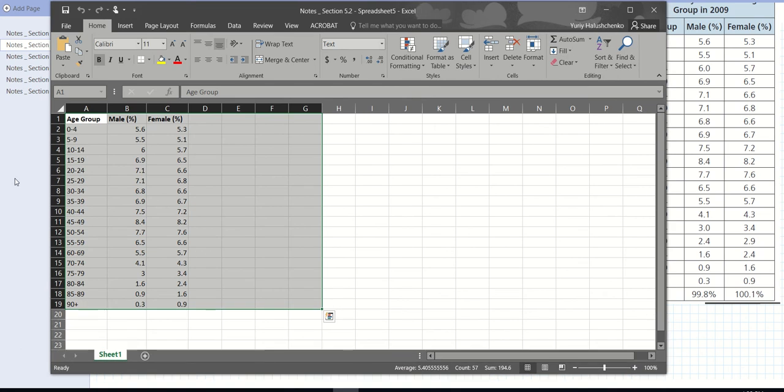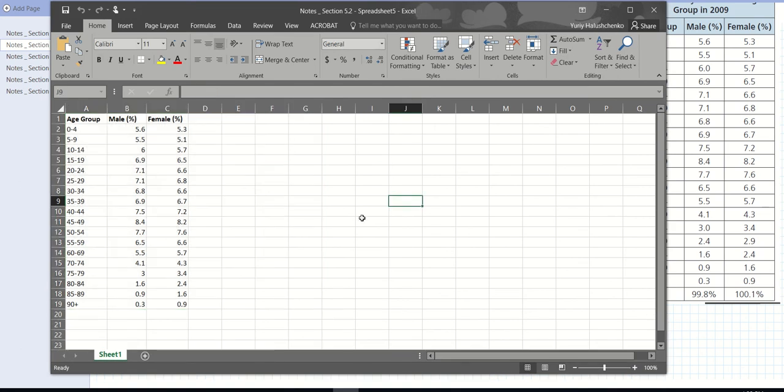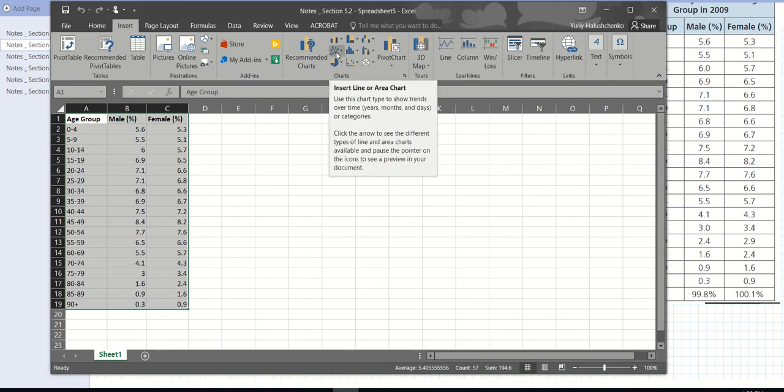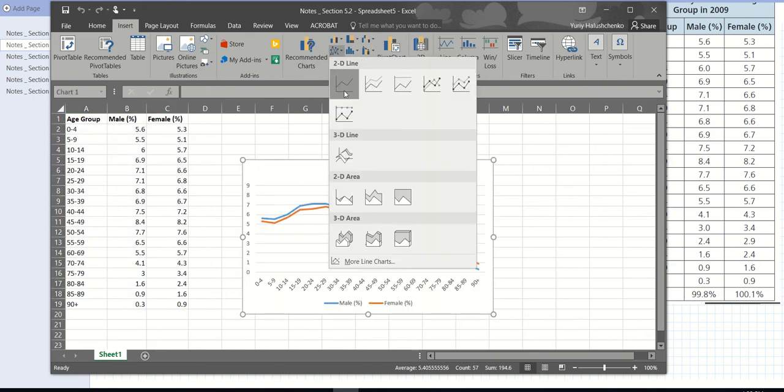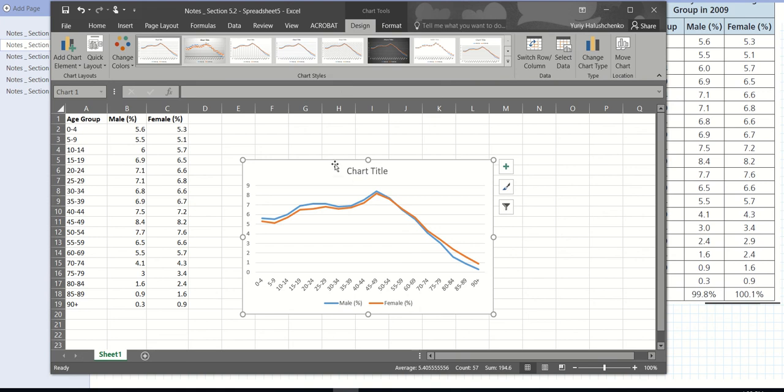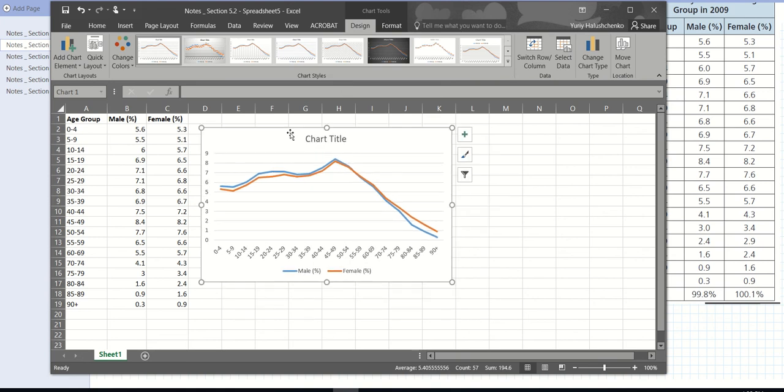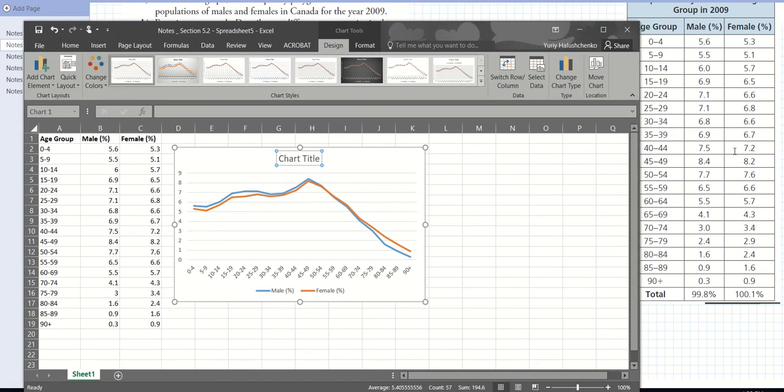Once you enter all the values, basically copy the table from the textbook, you can select this whole thing. Again, you have to enter it in a spreadsheet, then go to Insert, click on a graph, and click on a line chart. So this would be our graph for this data set. The blue line here is the percentage of males, and the red line is the percentage of females in Canada in 2009.